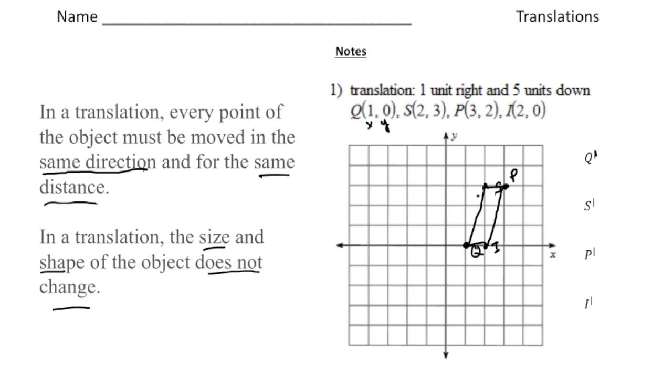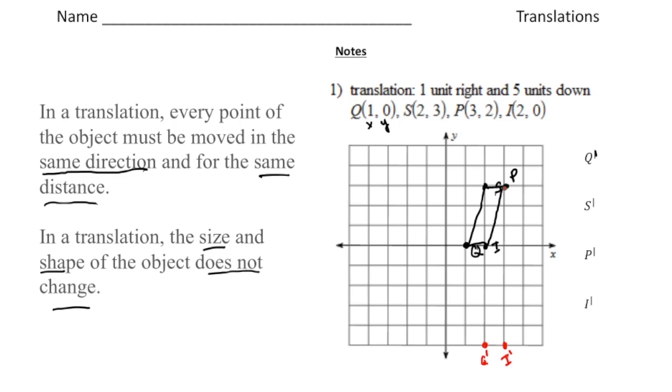We're going to move point Q, which is right here, 1 unit to the right, and then 5 units down: 1, 2, 3, 4, and 5. So this is Q prime. That little line again means prime. Let's move I 1 unit to the right, and then 5 units down: 1, 2, 3, 4, and 5. So this is going to be I prime.